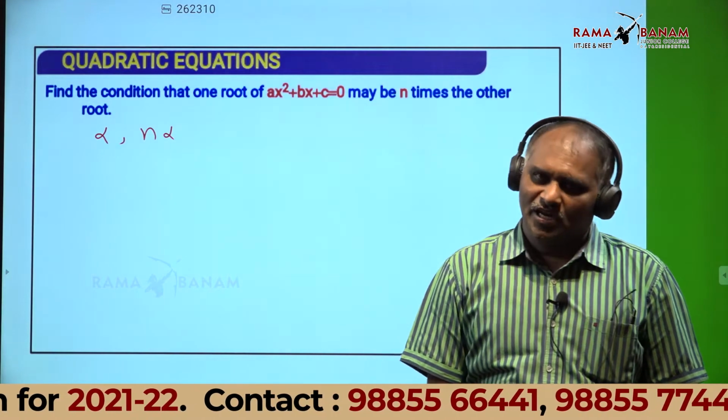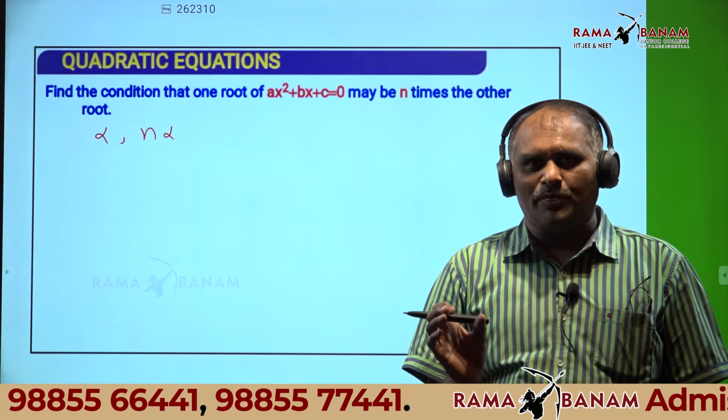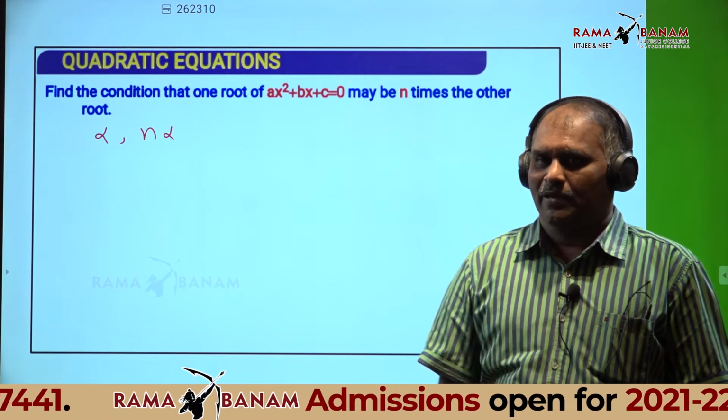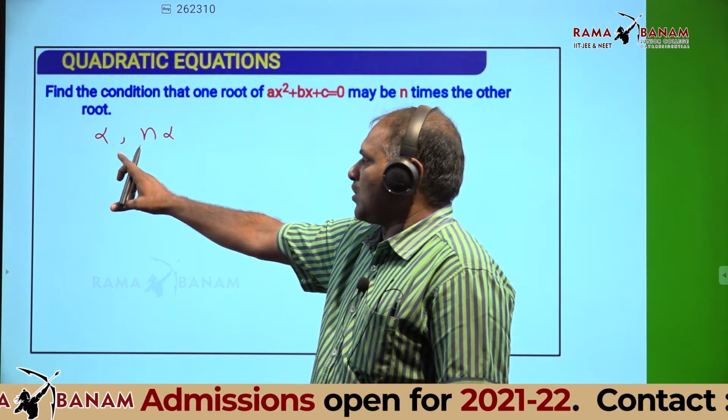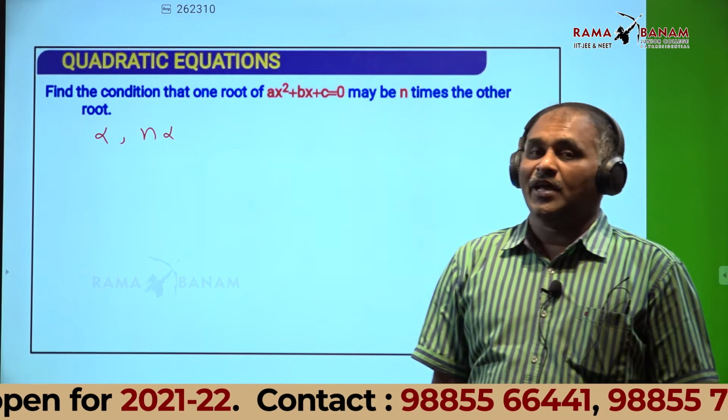What is the meaning of this? Suppose one root is 2, then another root is 2 times n. Therefore, one root is alpha, and the other root is n alpha.